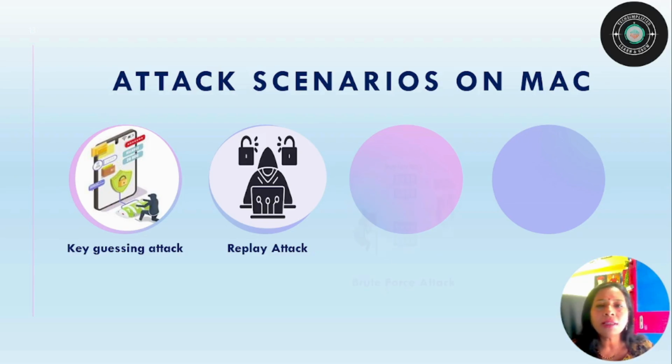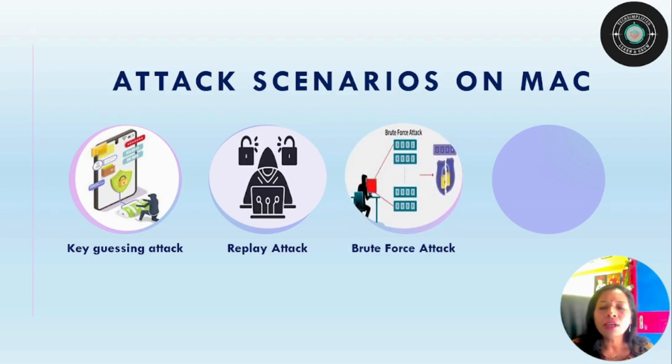The third one is a brute force attack. Instead of guessing the key directly, the attacker may try to generate different MAC values for a message and hope one matches. MAC algorithms are designed to produce unpredictable outputs, and random guessing in MAC is very difficult.